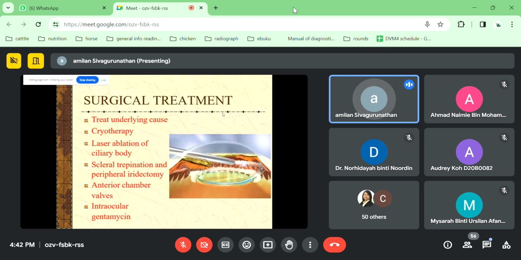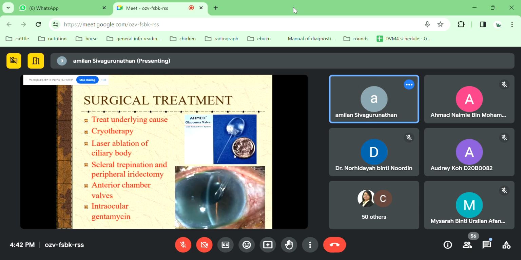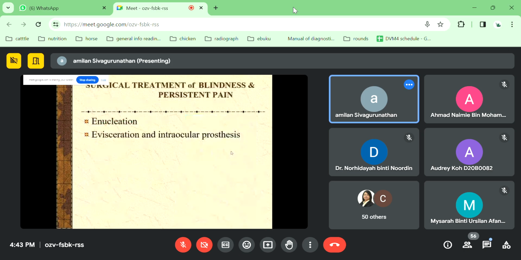And of course, here is an example of intraocular laser where we kill the ciliary body following a pathway of application. Here we have a patient where we've placed an Ahmed valve, and these valves are not the greatest, but they are also effective in controlling glaucoma. And of course, when all fails, because glaucoma is a degenerative and destructive disease, then we have to go to the discussion of enucleation and evisceration.